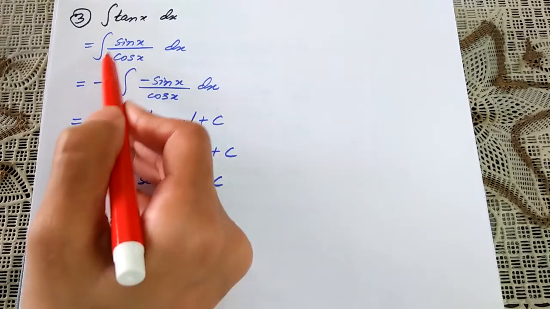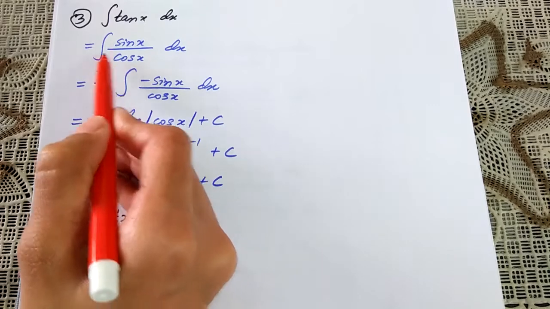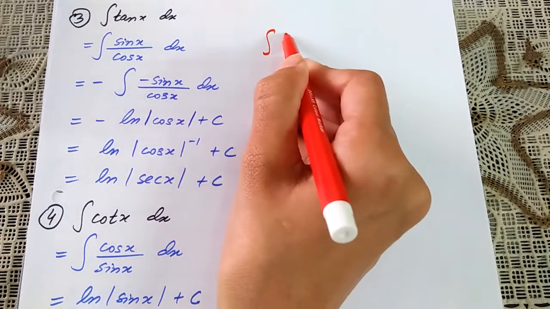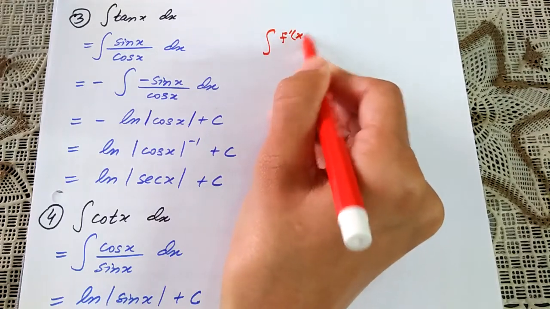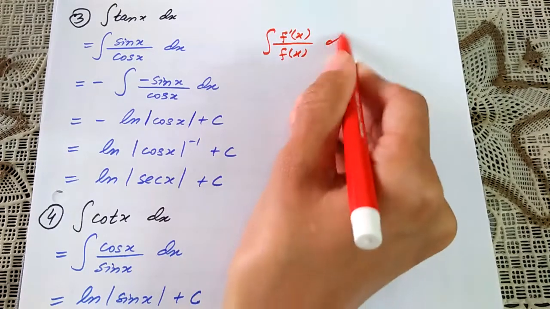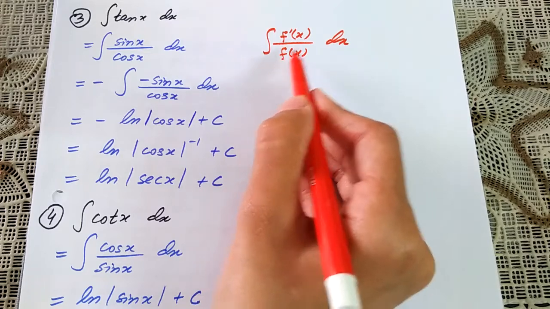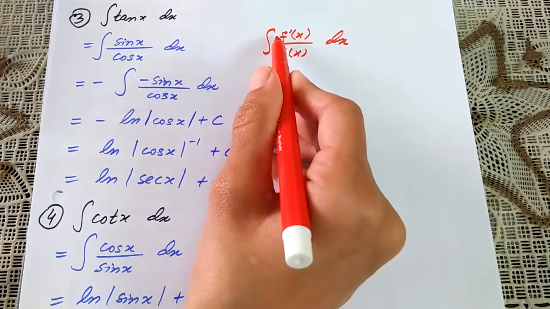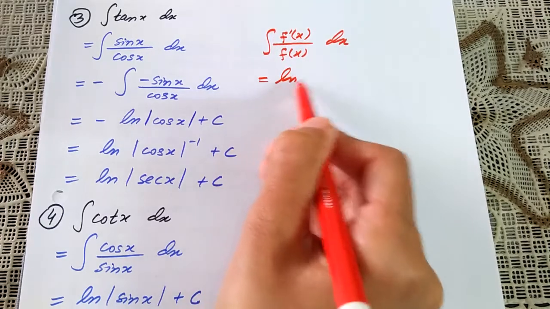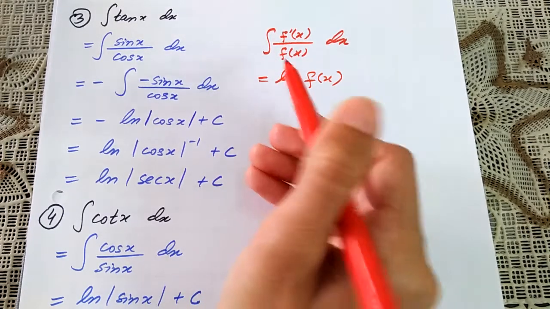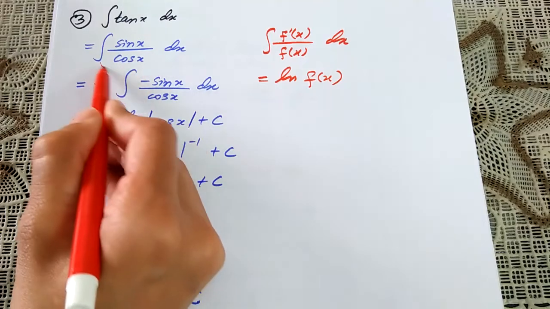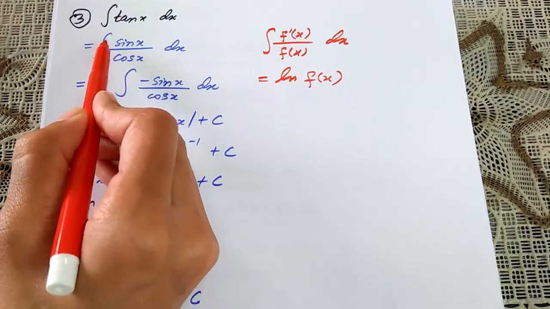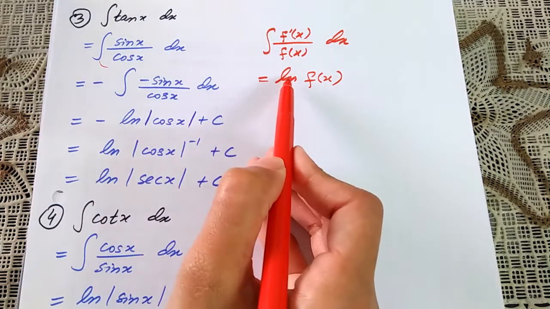If we make the derivative of cos x in the numerator, then we can use this integration formula, that is, if we have f dash of x over f of x dx. Like if we have a fraction and the denominator has its derivative in the numerator, then we can write it as ln f of x. Now you see, we have cos x in the denominator. The derivative of cos x is minus sin x. We can make minus sin x in the numerator. So we can use this formula.